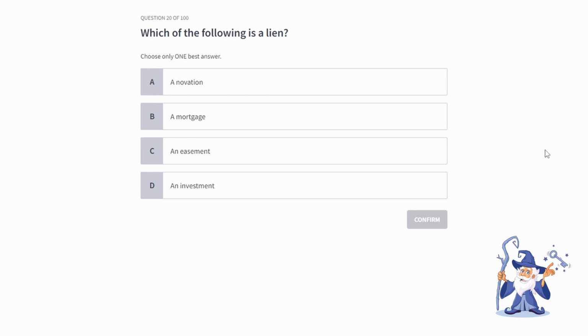All right, next. Which of the following is a lien? And it gives us 4 options. A, novation. B, a mortgage. C, an easement. Or D, an investment. So take this time to think it over and come up with your answer.